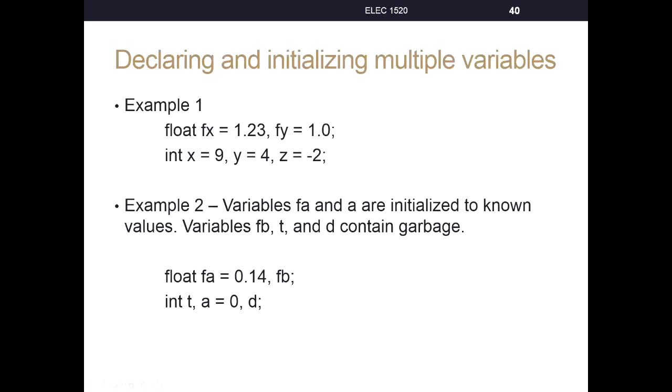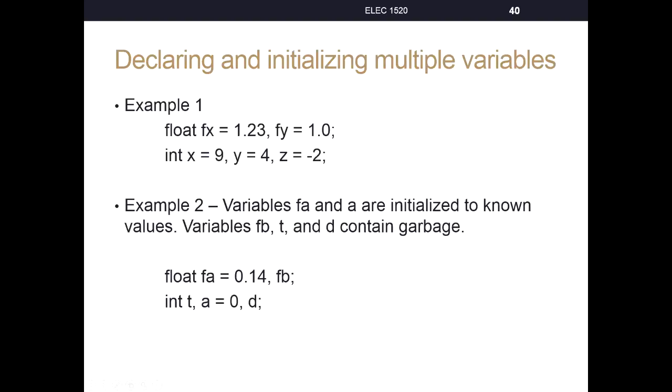On the next line, the data type is integer. The variable name is x. We're going to store the value of 9 in x, store the value of 4 in y, and store the value of -2 in z. End the statement with a semicolon. Each one of these variables has been initialized with a known value.